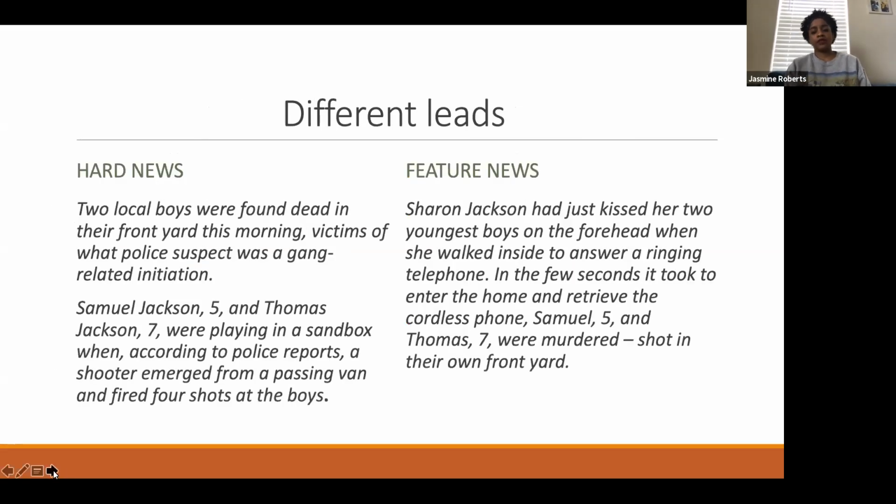So this example is actually straight from the textbook. I think it's a really good example that illustrates the key differences between your traditional news lead and the feature one. So go ahead and read this to yourself. And in the next minute or so, if you can, go ahead and put in the chat what some key differences are that you see between these leads?